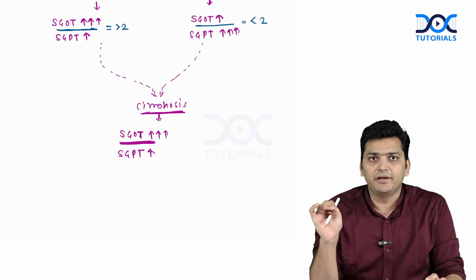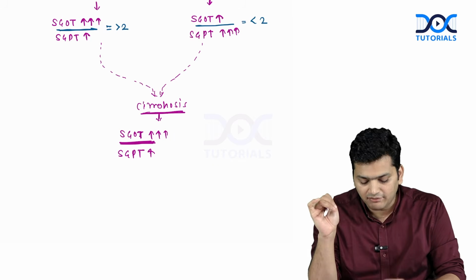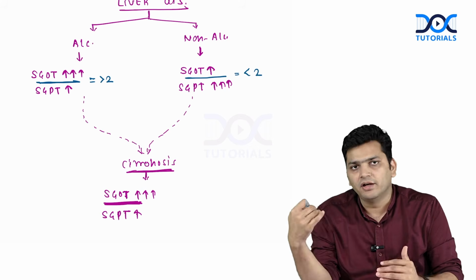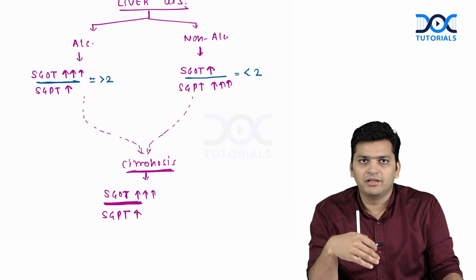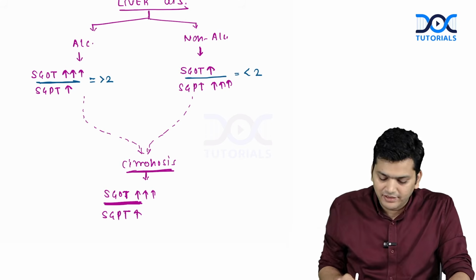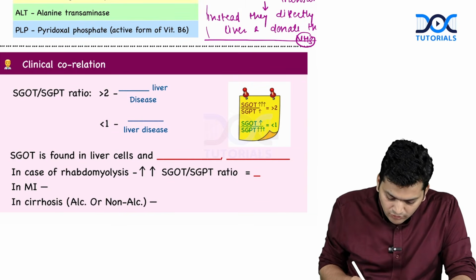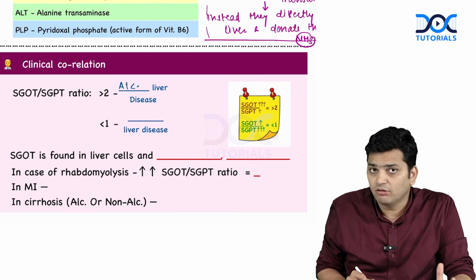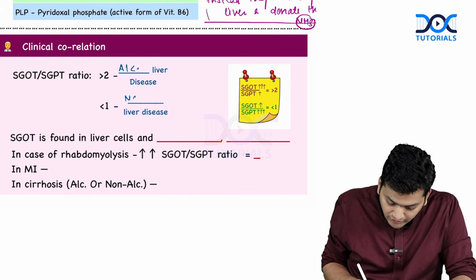But if there is hepatitis, then you have to see which type, alcoholic or non-alcoholic. Alcoholic will have more of the SGOT increase. In the non-alcoholic, the SGPT will increase more. The same data is written here. When the ratio is more than 2, it's alcoholic liver disease. If it is less than 2, we can say it's non-alcoholic liver disease.